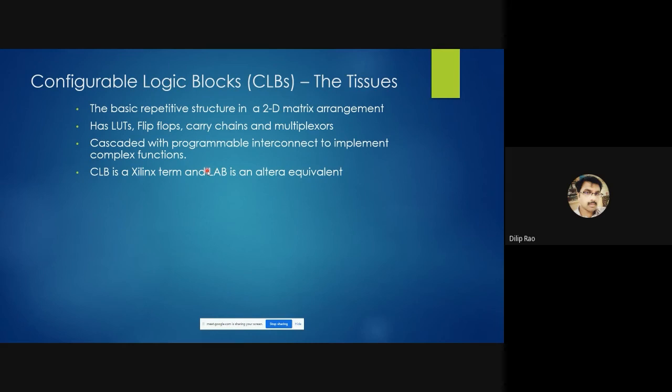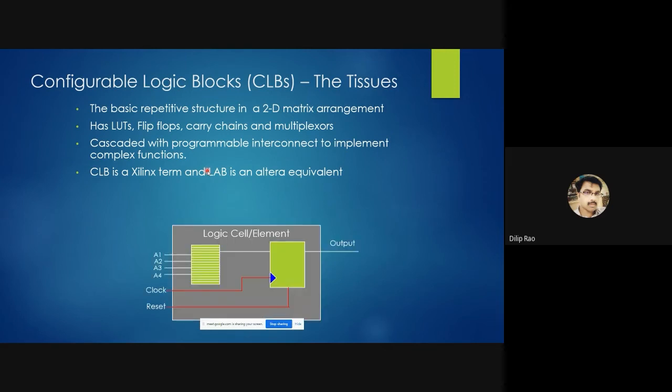CLB, configurable logic block, is Xilinx terminology, and its equivalent in Altera is basically the logic array block. Both of them essentially mean the same. It is just that the naming is slightly different based on the vendor. Below is shown a very basic structure of a CLB or a LAB. We have a 4 input LUT. The output of the LUT connects to the input of a flop, and there is also a clock and reset fed into the logic cell or element, and then the output goes out here. This kind of structure will be repeated many millions of times throughout the device to realize the complex hardware that we are trying to program.